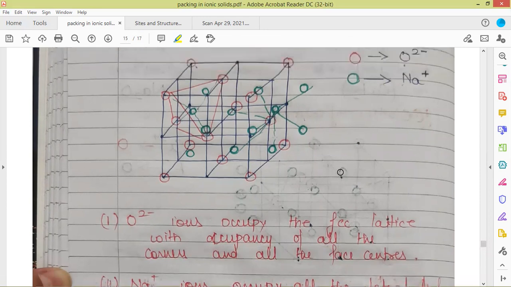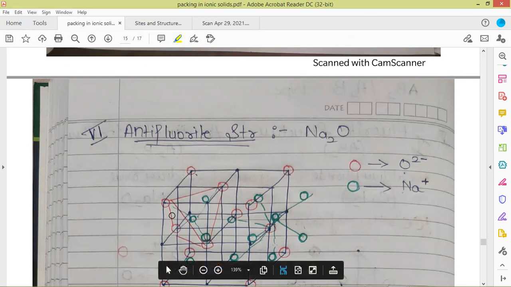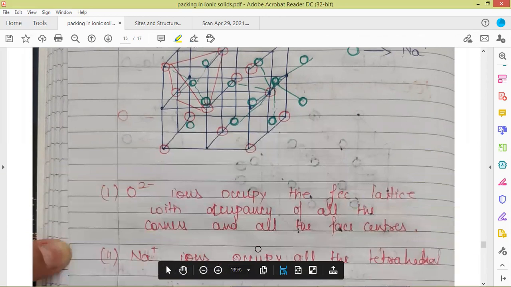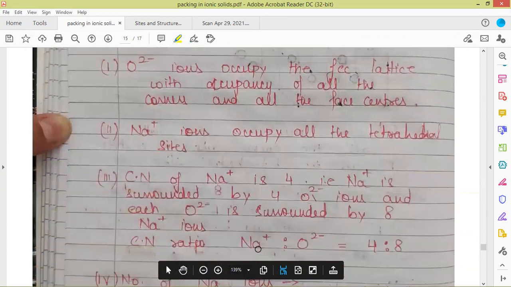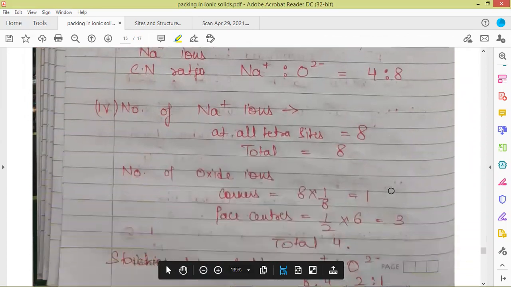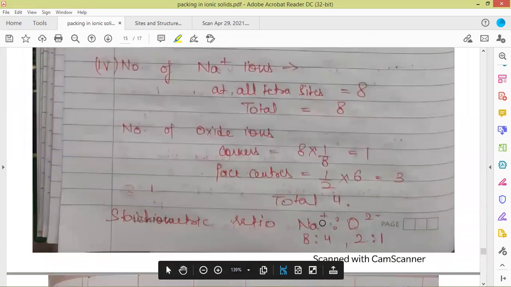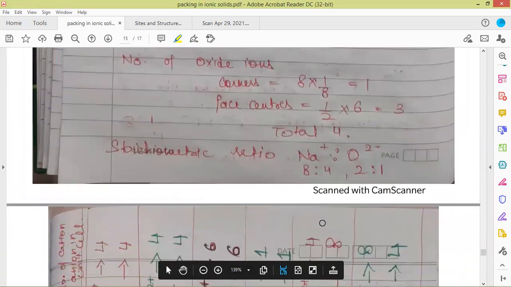So we can see for the coordination ratio, sodium will be surrounded by 4 oxide ions, and each oxide ion is going to be surrounded by 8 sodium ions. So that means coordination ratio is going to be 4:8, that means 1:2. And stoichiometric ratio is exactly opposite, that is 2:1. So this is all about the ionic solids which we have discussed.